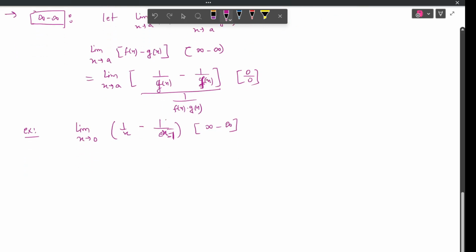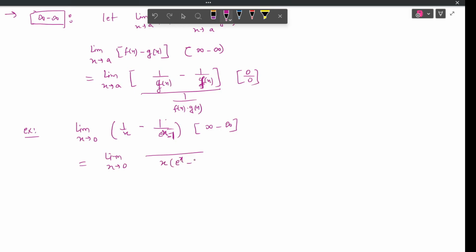So you have to arrange this function as 0 by 0. So let us take LCM first. So it will be x into e to the power x minus 1, and it will be e to the power x minus 1 minus x. Now if you put 0, e to the power 0 is 1, 1 minus 1 is 0, this is 0, and this is 0. So it is in the form 0 by 0. Now take the differentiation in the numerator and denominator separately.